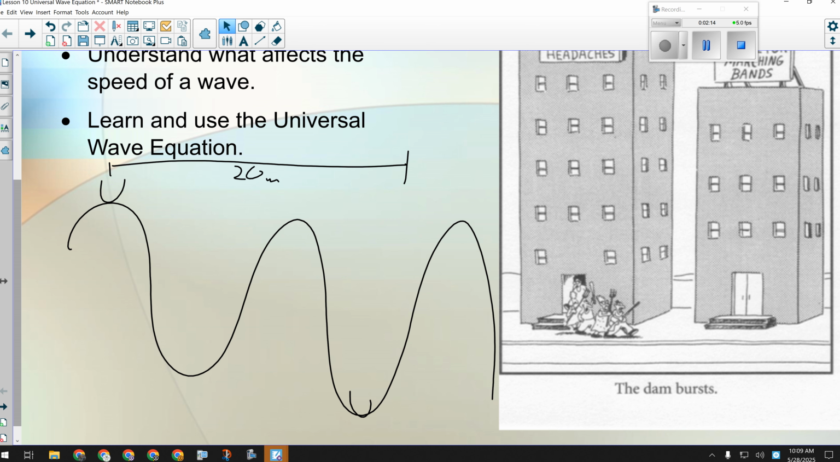Did you guys do any like this? Yeah, I'm pretty sure there were some in there. But okay. This is going to give you the ability to calculate wavelength, but it involves understanding properties of waves. How many wavelengths apart are these 2 boats?